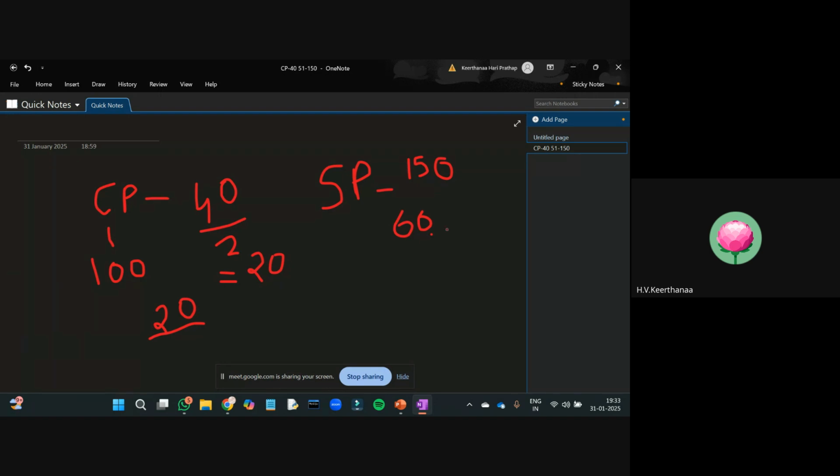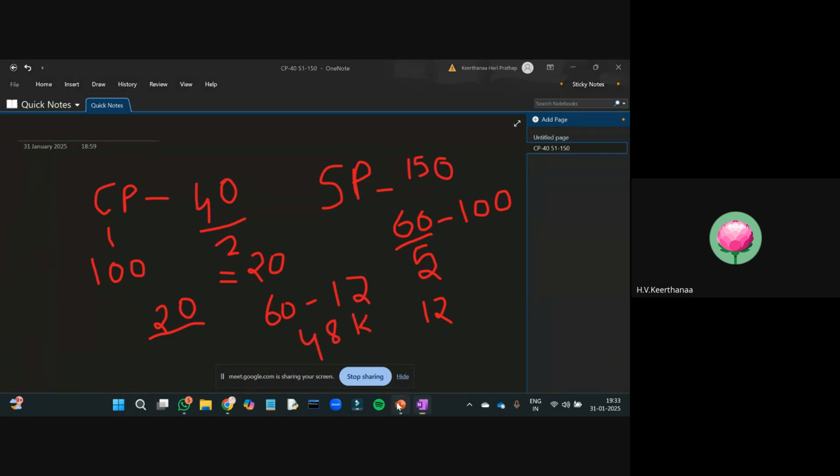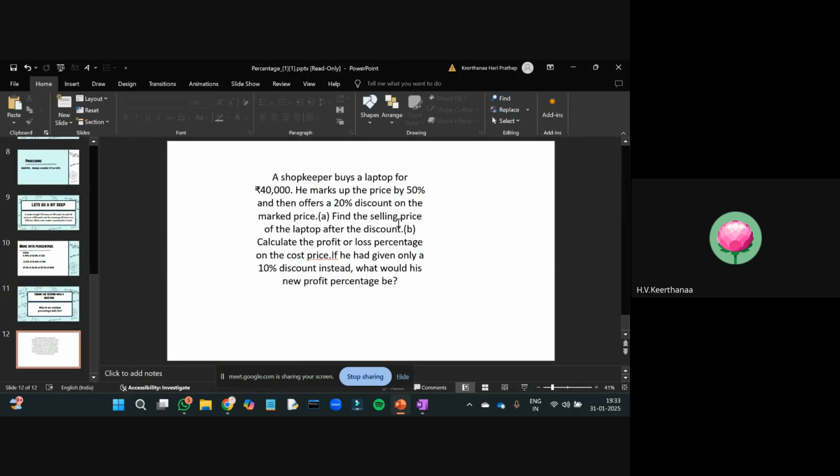So basically what you do is you consider this to be 100% and then you divide by 5 to get 20%. So you get 12. So you subtract 12 from 60, right? Which is 48K. So the selling price after calculating your discount is 48,000. So that is the answer for your first question. Find the selling price of the laptop: 48,000.